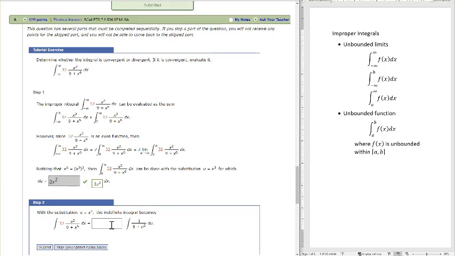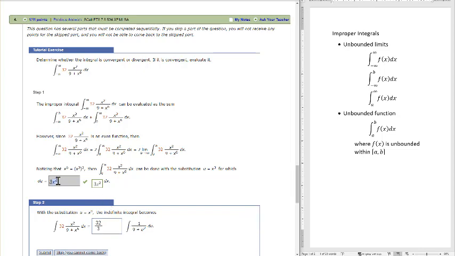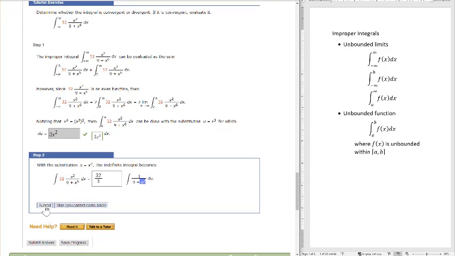So we will get a 1/3 out, and it looks like they took this 32 out. So let's get the 32 divided by 3 out of the integral. And then x squared dx is going to be du, and our denominator would just become 9 plus u squared.